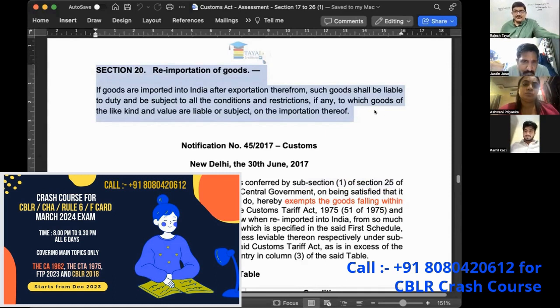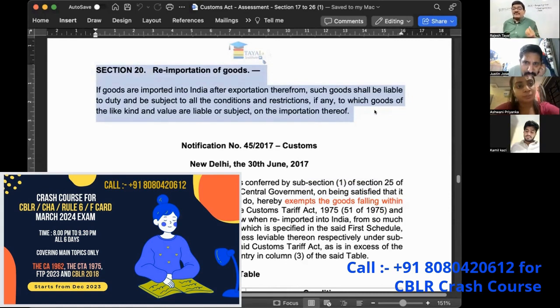Goods being exported are being brought back. Right. So what are imported goods? Goods originating from a place outside India, then coming to India. So whether the goods being brought back can be treated as imported goods or not? Yes, sir. Right. That's why this is the section. If those are not imported goods, the question of the section does not arise.